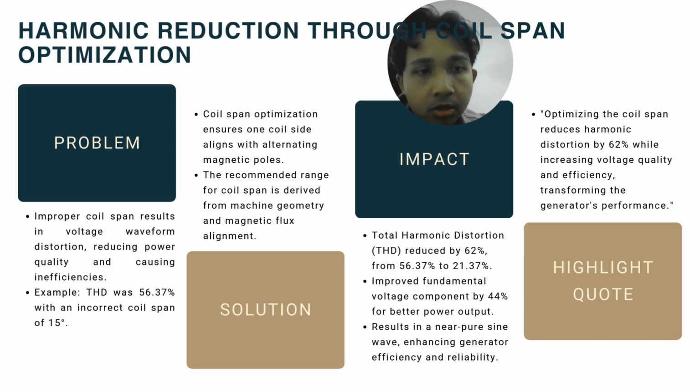So, for the conclusion of these findings, this finding underscores the importance of coil span optimization in electrical machine designs. By applying the researchers' guidelines, we can significantly reduce harmonic distortion, improve power quality, and boost system efficiency.